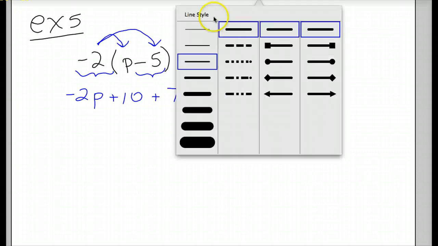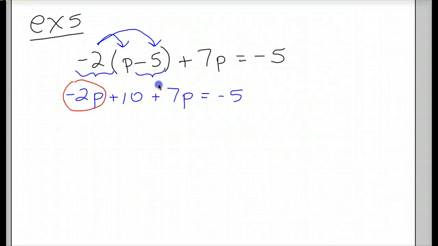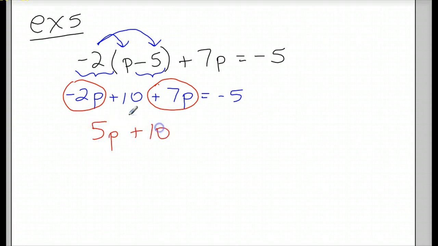Now when we combine like terms, what do we get? We get a negative 2p plus a 7p. Negative 2 plus a positive 7 is going to give us a positive 5p plus 10 on this side. And we got that from adding these two together. 10 comes from right there. That equals negative 5. Now what do we have? Oh my gosh, a two-step equation.